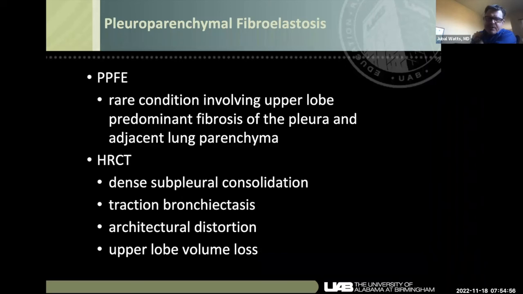And so to finish up, the last of the rare idiopathic interstitial pneumonias is what's called PPFE. So it can be an idiopathic interstitial pneumonia. It gives you upper lobe predominant pleuroparenchymal fibrosis.